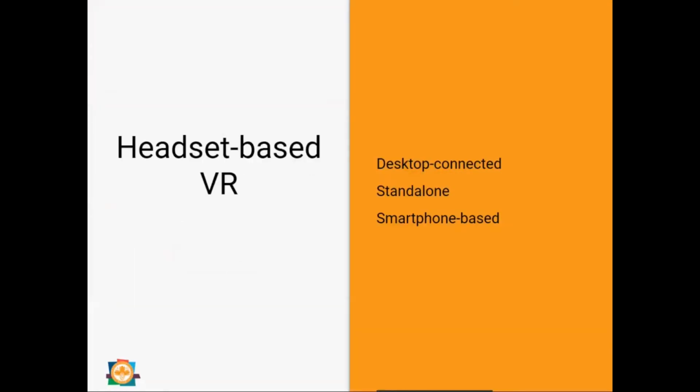So for headset-based virtual reality, we can have different kinds of headsets. There are some headsets which need to be connected to a computer. There are headsets which are standalone, so you can just put them on your head and you don't need to connect them to a computer. The computer is inside the headset itself. And there are headsets which are actually just placeholders for a smartphone. So you use your smartphone as the computer that runs the simulation and as the display for the virtual environment.